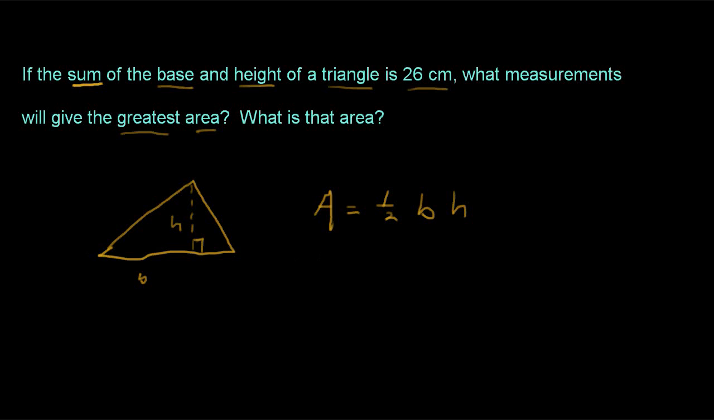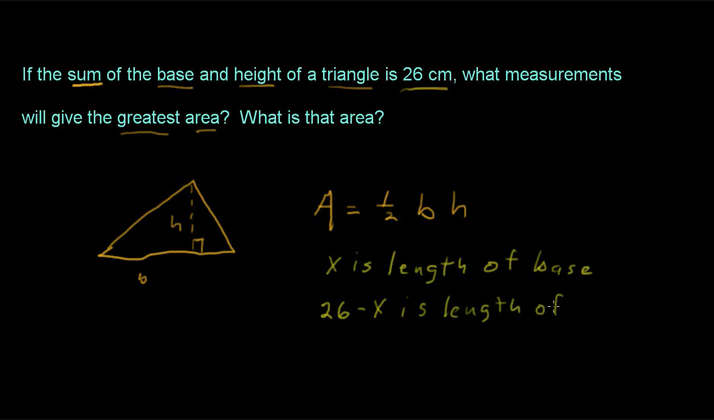Let's pick a variable. Let's call x the length of the base. And if x is the length of the base, then how can we represent the height using that variable x? Well, the base and the height add up to 26, so the length of the height would be 26 minus x.